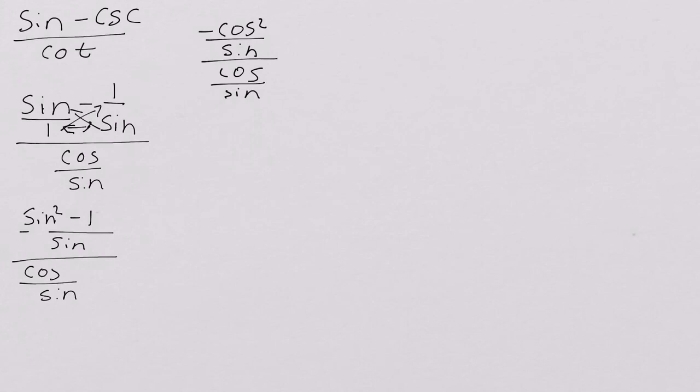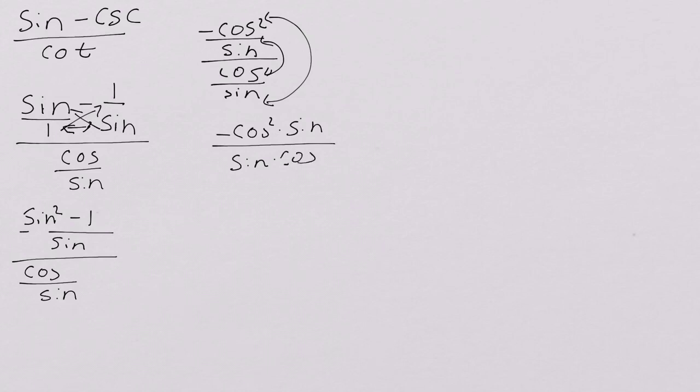Now, from here, we can do the rainbow method I've showed you guys. It's division of fractions. So my new top is going to be negative cosine squared times sine, all over sine times cosine. You hear the lovely bell in the background there. Well, my sines cancel, one of my cosines cancels, and that leaves me my final answer as negative cosine.